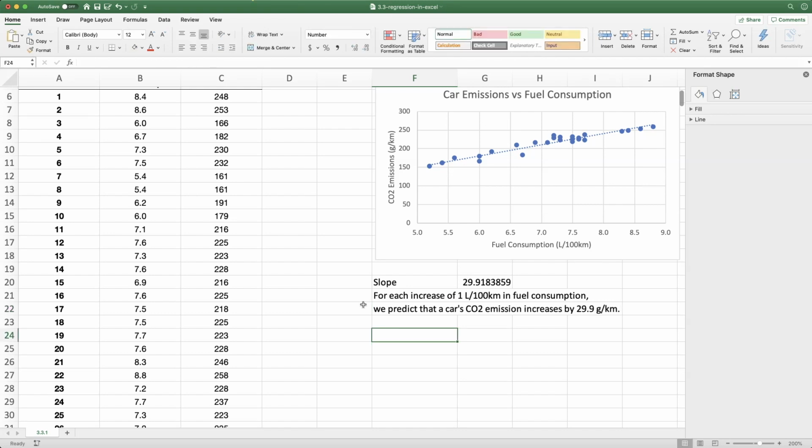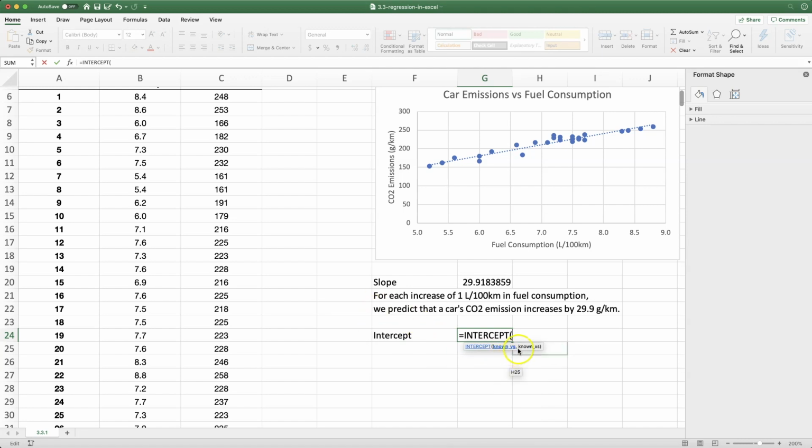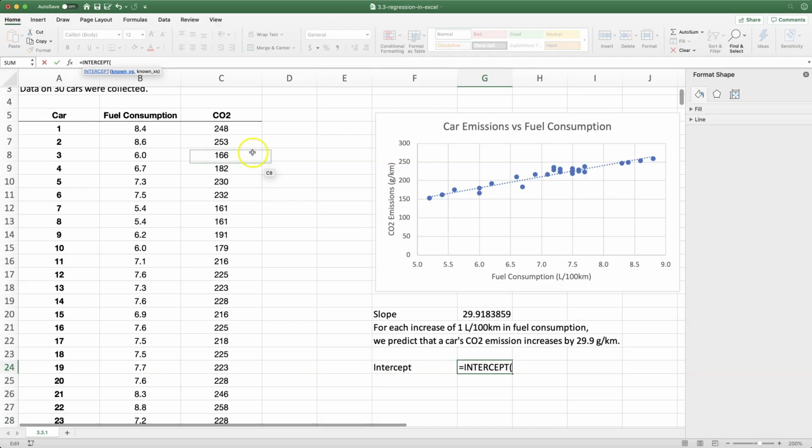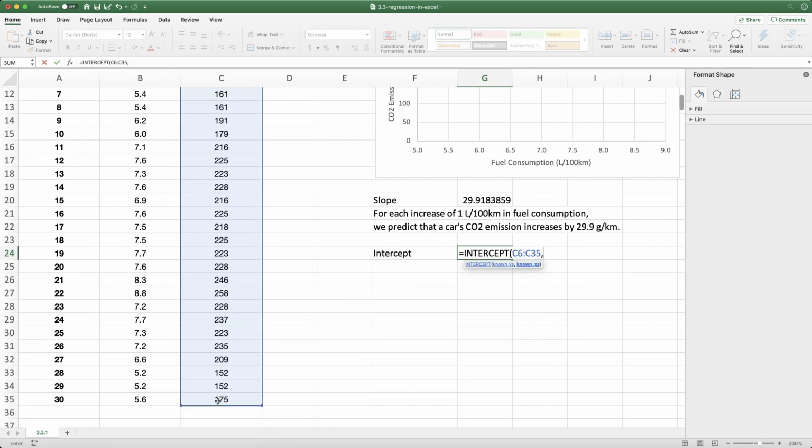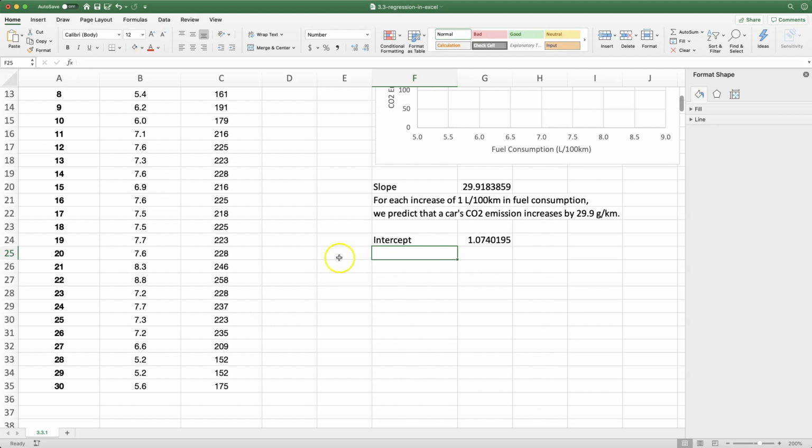Now let's find the intercept of this regression model. Again, Excel has a built-in function for finding the intercept of a model, and it's also called Intercept. Similar to slope, it requires that the Y values go first and then the X values. For the Y values, select all of the CO2 measurements, again, not including the data label. Comma, select all of the X values. Hit enter and the intercept is printed. The intercept is 1.07. The intercept is the predicted CO2 emissions for a car that consumes 0 liters per 100 kilometers.